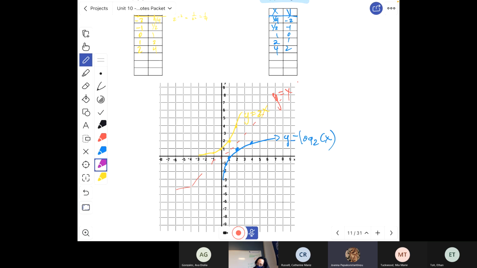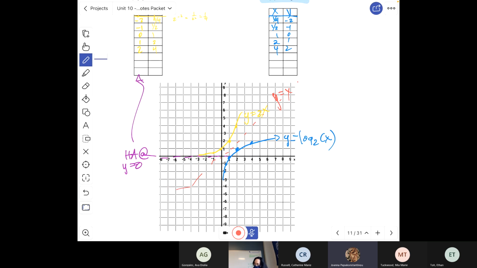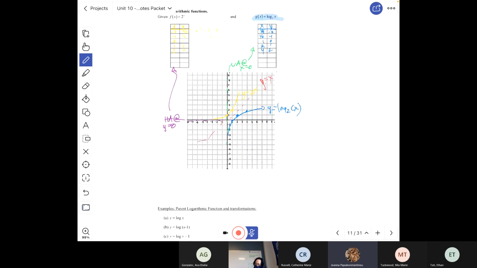Now, keep in mind for my exponential function, I have a horizontal asymptote at y equals 0, but for my inverse, I have a vertical asymptote at x equals 0, right? So all you have to do is look at the corresponding inverse, graph it, interchange the points, and you have your logarithmic function. Does that make sense? That's the quick, easy way to graph these.